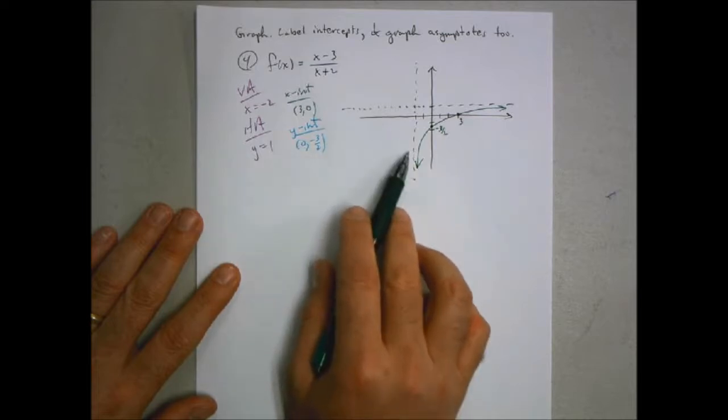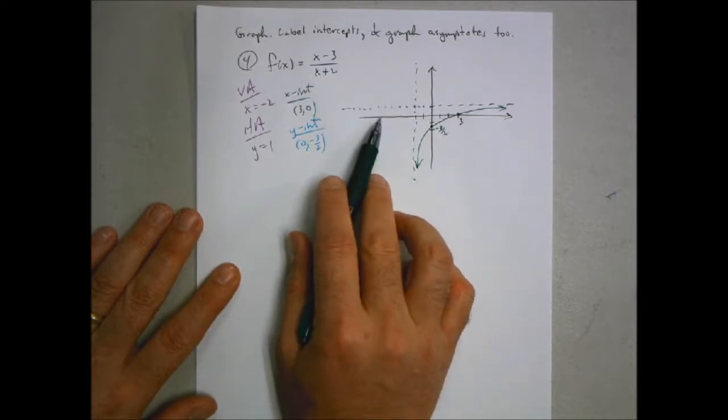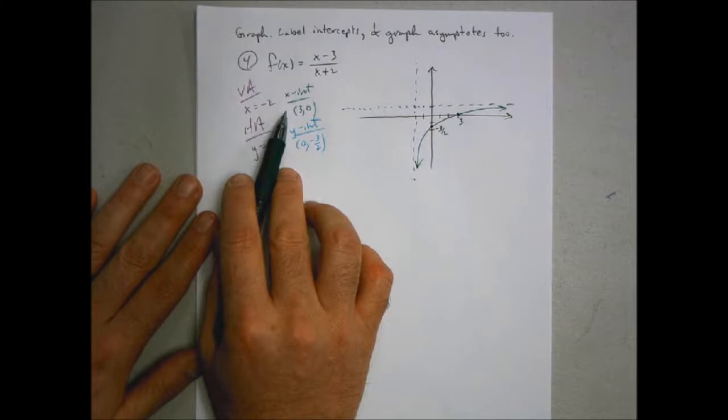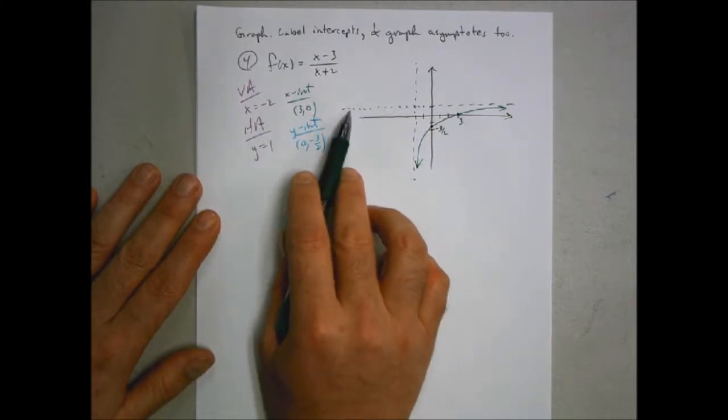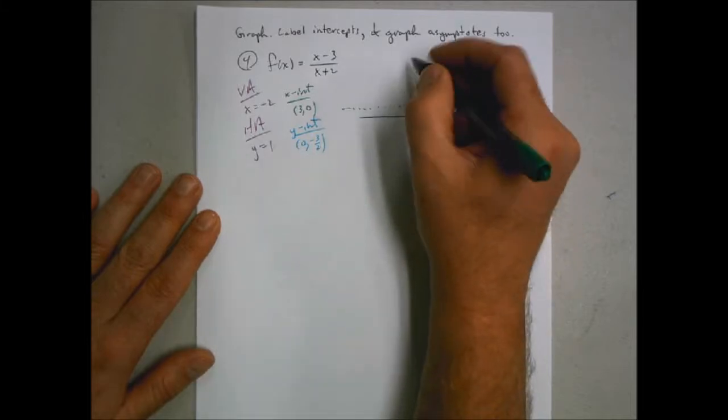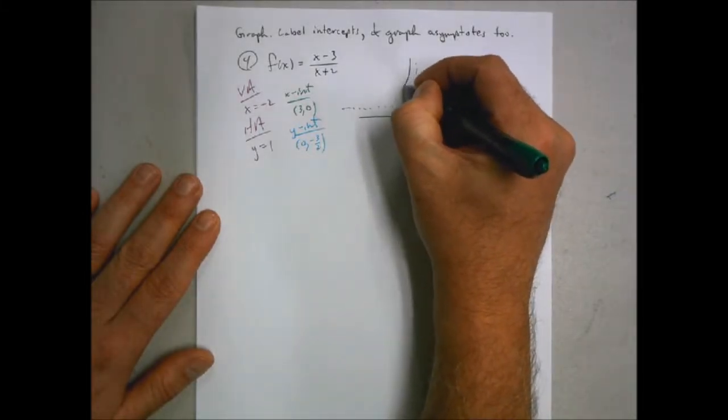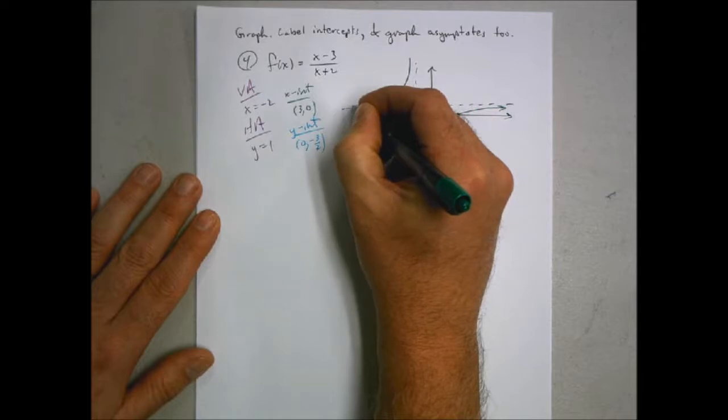left. Therefore, it must be coming from up high going to elevation 1 as I go out to the left. And there is the graph of y equals f of x. That's a full credit graph right there. Next one.